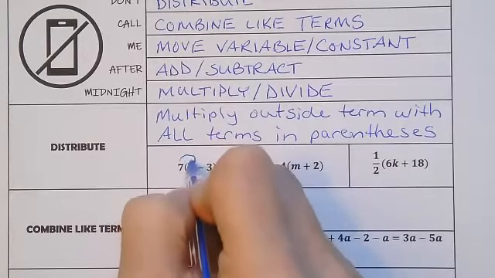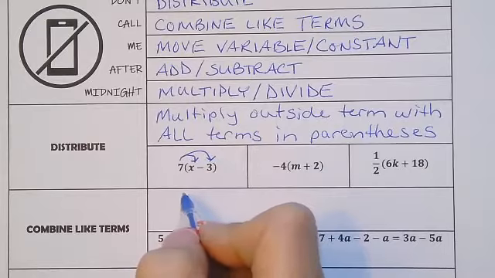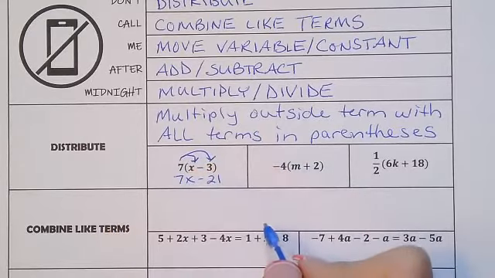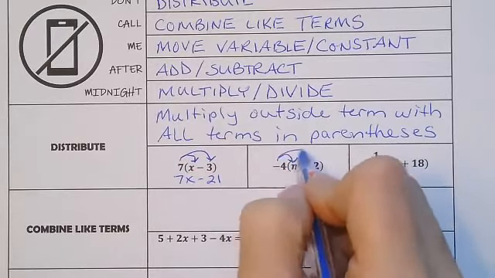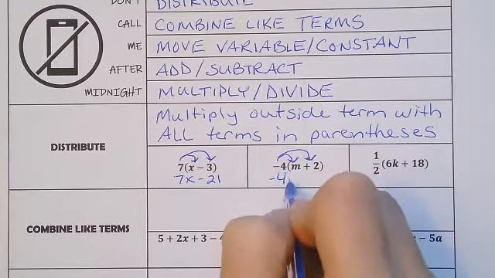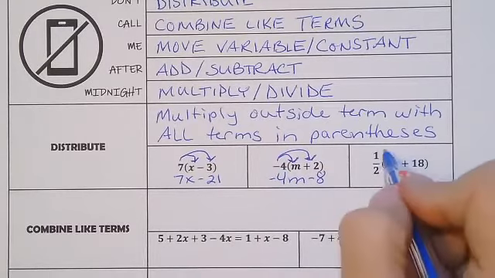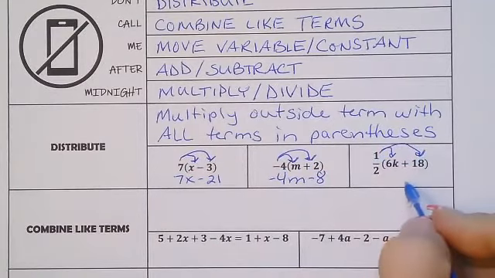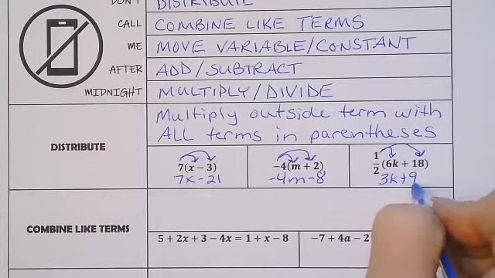I need to multiply 7 times x and 7 times 3, giving me 7x minus 21. Multiply -4 times m and times 2, giving me -4m minus 8. Multiply 1/2 times 6k and times 18, which gives me 3k plus 9.